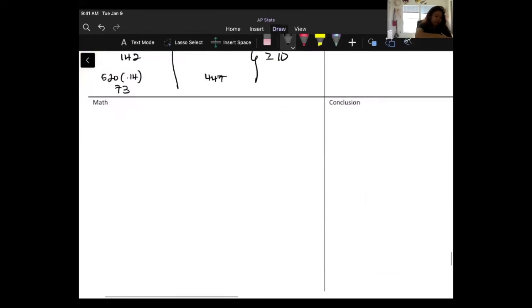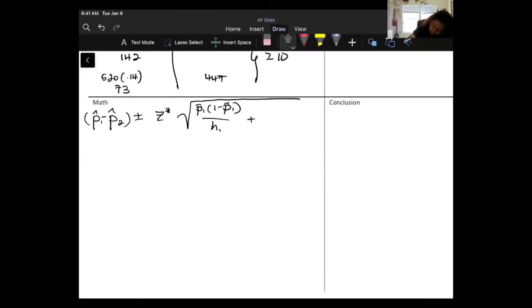Moving on to the math part. P1, so our equation is P hat 1 minus P hat 2 plus or minus Z star times the square root of P hat 1 times 1 minus P hat 1 over N1 plus P hat 2 times 1 minus P hat 2 over N2.